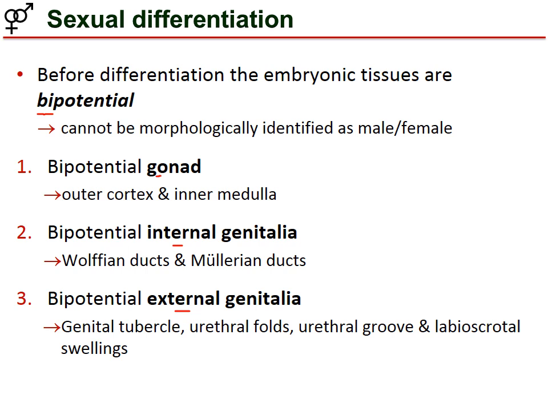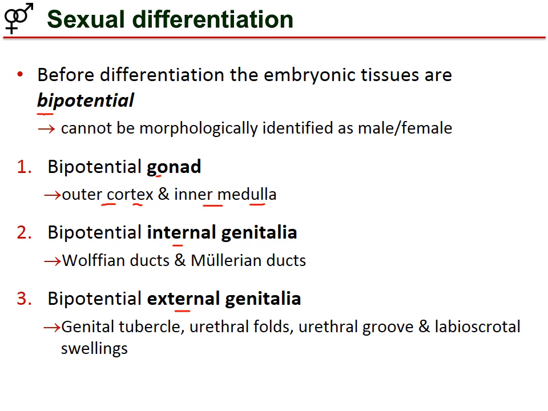So the bipotential gonad consists of an outer cortex and an inner medulla. And under the influence of an appropriate developmental signal, the medulla will develop into the testes, and in the absence of this signal, the cortex will then differentiate into the ovarian tissue. So you see, depending on the sex chromosomes, either the cortex will develop or the medulla will develop.